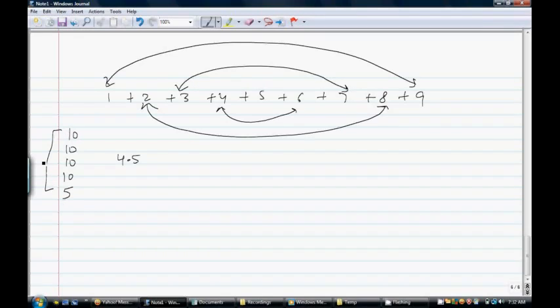4 times 10 and half times 10, so 4.5 into 10.